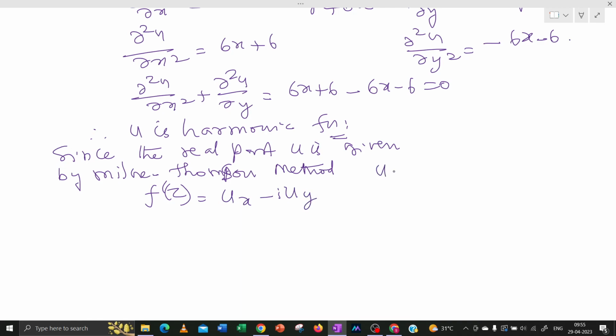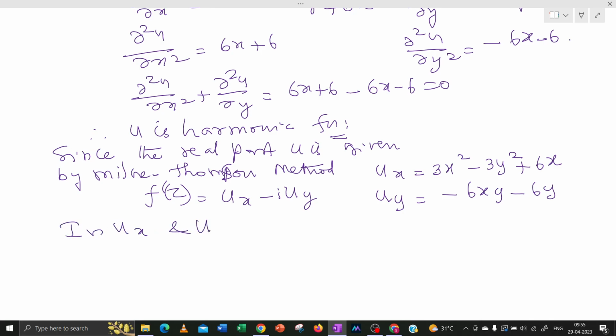So what is ux here? ux is 3x square minus 3y square plus 6x. And uy is minus 6xy minus 6y. So what is the next step in that ux and uy?